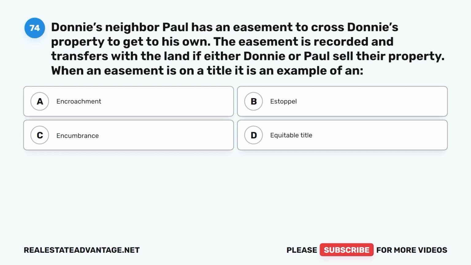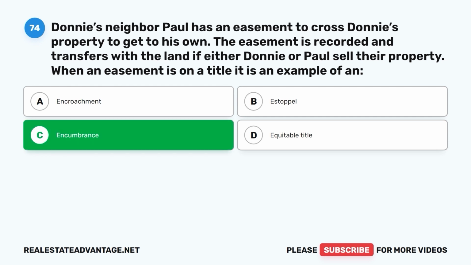A mortgage places a lien on the property which is voluntary in nature and not force placed by the courts. Question 74. Donnie's neighbor Paul has an easement to cross Donnie's property to get to his own. The easement is recorded and transfers with the land if either Donnie or Paul sell their property. When an easement is on a title, it is an example of an A. Encroachment, B. Estoppel, C. Encumbrance, D. Equitable title.